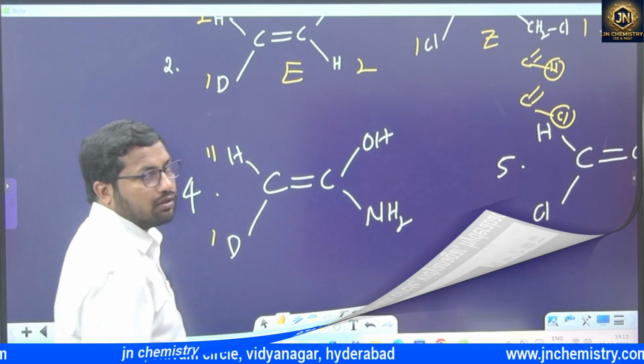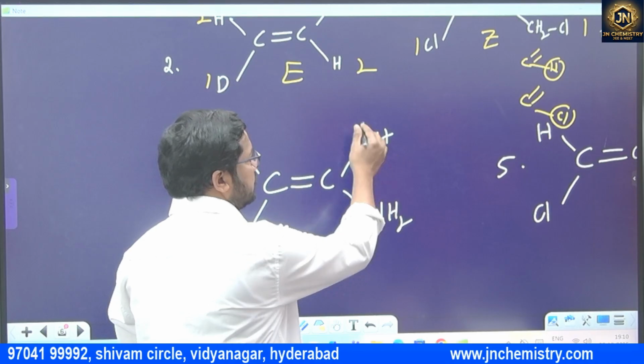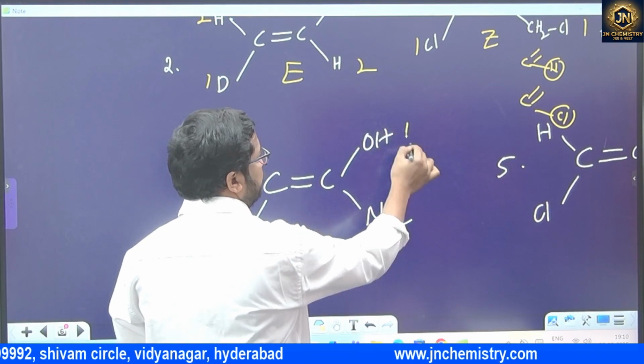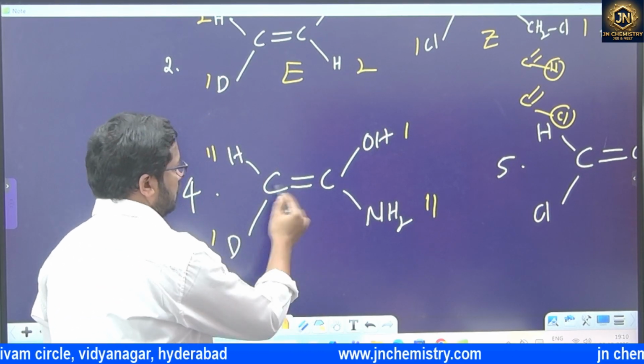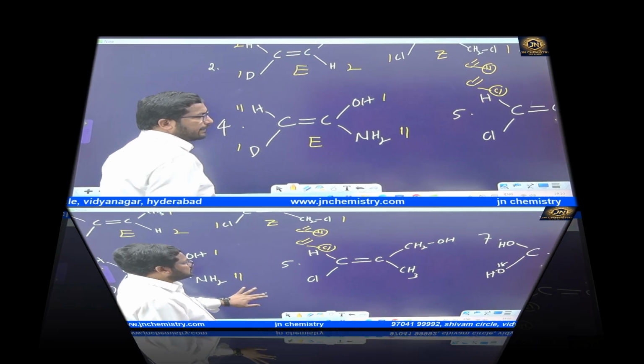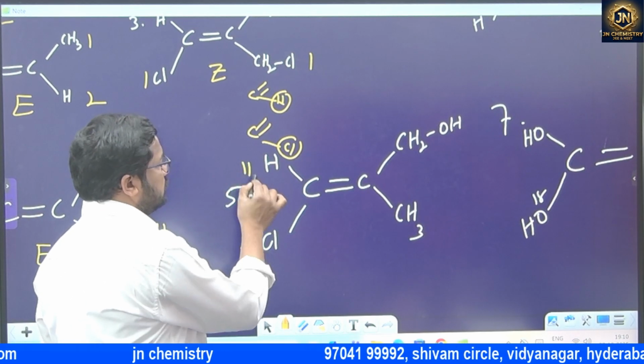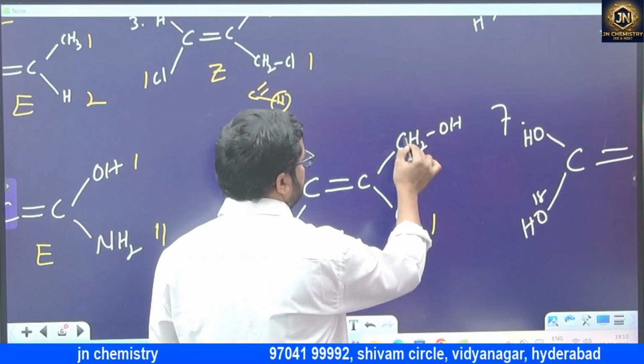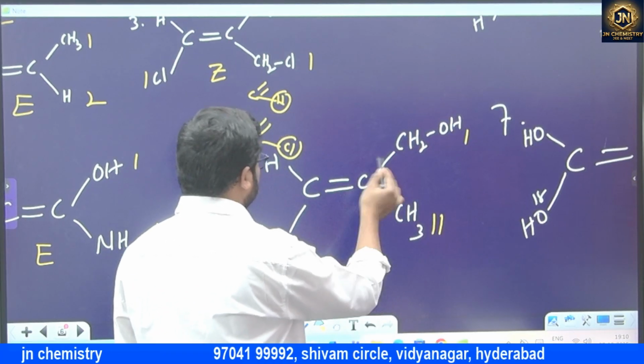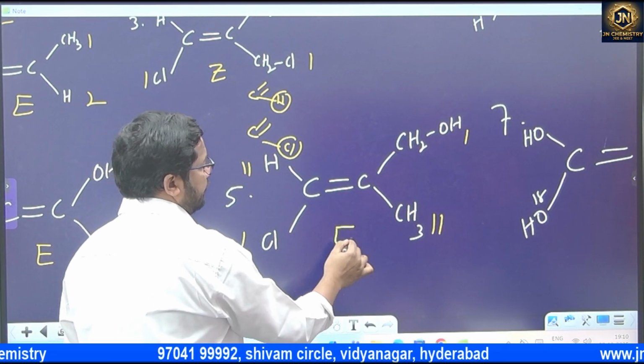Oxygen and nitrogen. Nitrogen 7, oxygen 8, right? 7, 8, so 1, 2. This is E. Fifth one: this is 1, this is 2. Right? E.